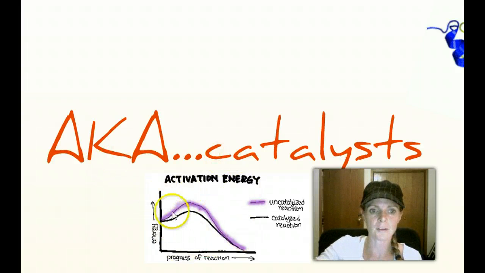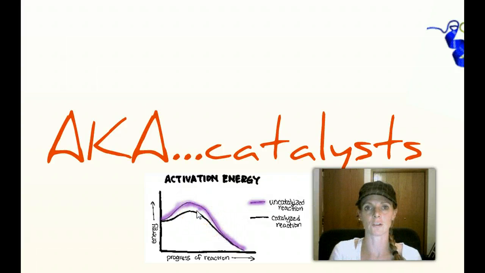And this graph is kind of a little cheesy, but it shows that in this purple you have the uncatalyzed reaction and then the catalyzed reaction. If you notice, on the y-axis you have energy, and on the x-axis progress of reaction. So it takes a lot more energy if you don't have a catalyst. Maybe you don't have that extra energy. So it's very important to have those enzymes acting as catalysts to speed up and progress a reaction. Okay, so hopefully that makes a little bit of sense.